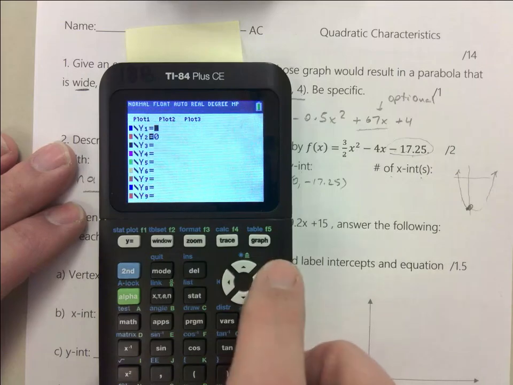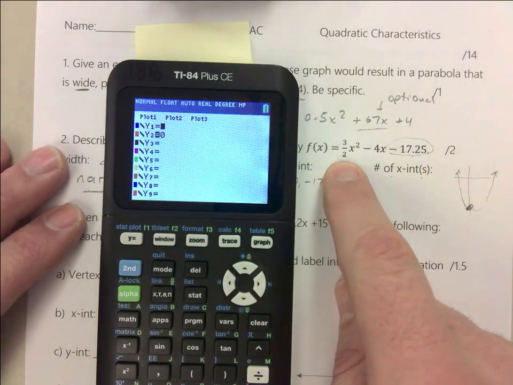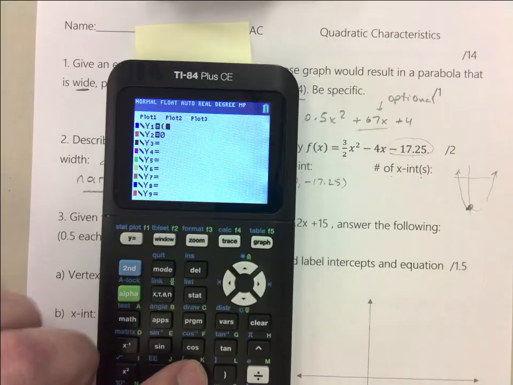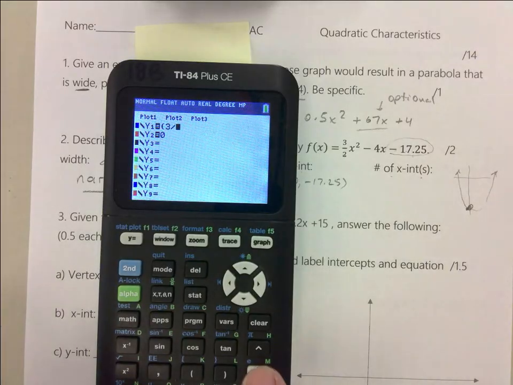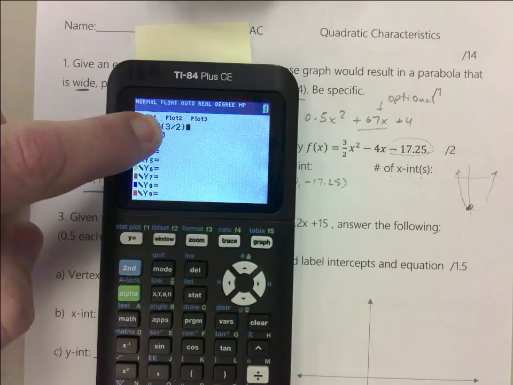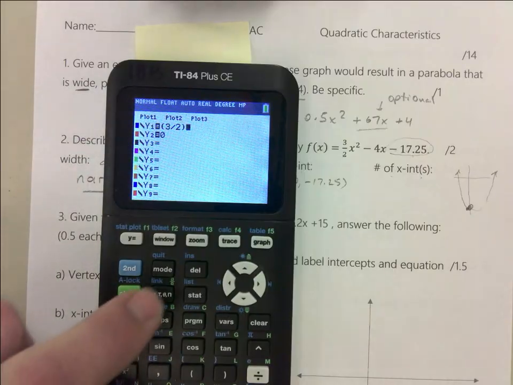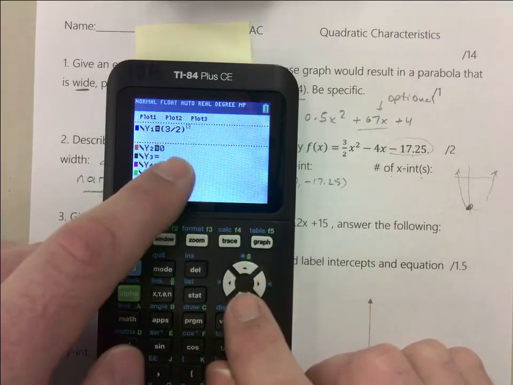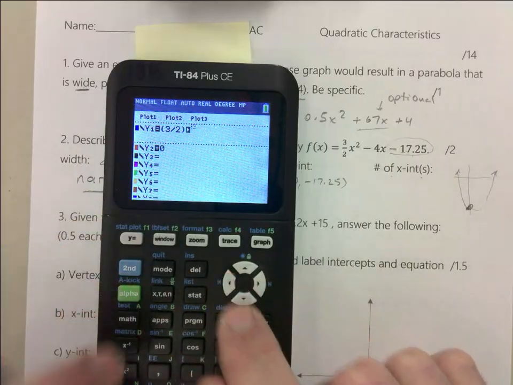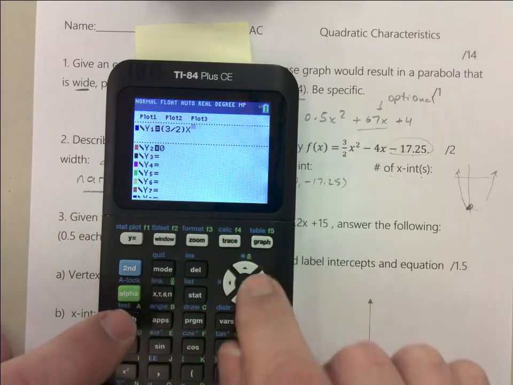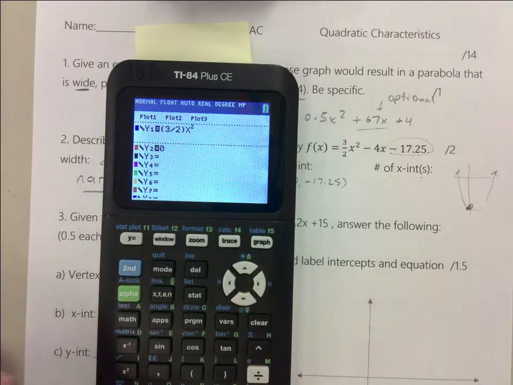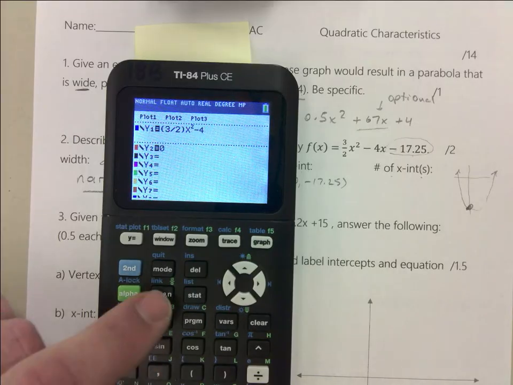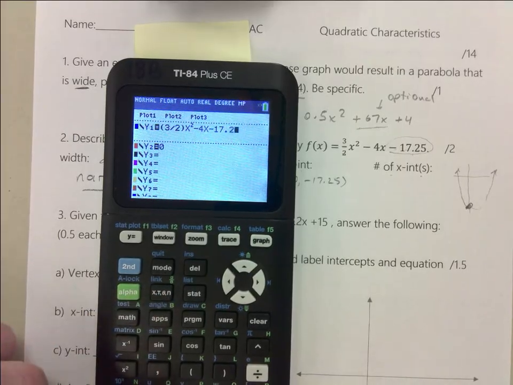So let's do that. Look at that, 3.5. I usually go brackets, 3 divided by 2, close bracket. So that's my A. So if it's negative, make sure the negative is inside there. Then I go x squared. Oops, sorry. Make sure your cursor goes down, right? So there. So x squared minus 4x minus 17.25.